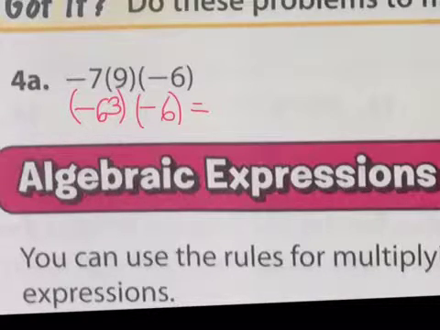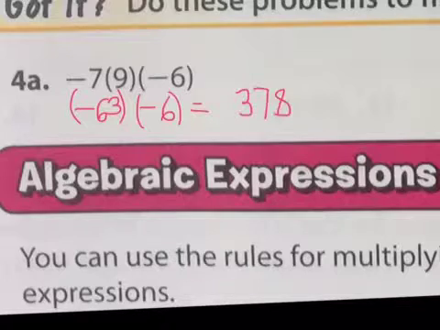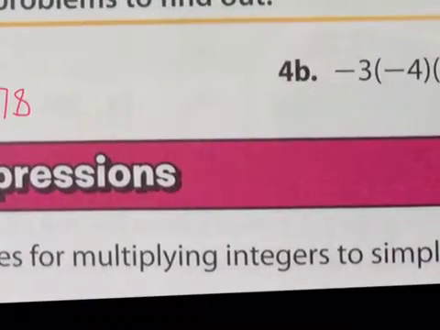So when we multiply negative 63 times negative 6, or 63 times 6, we get 378. Right? Is it positive or negative? Well, you know the rules. The same sign always equals positive. So 378. Okay, on to 4b.